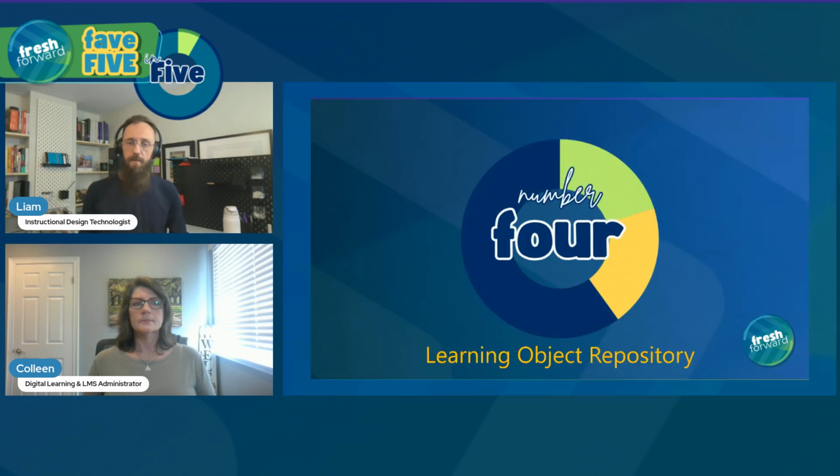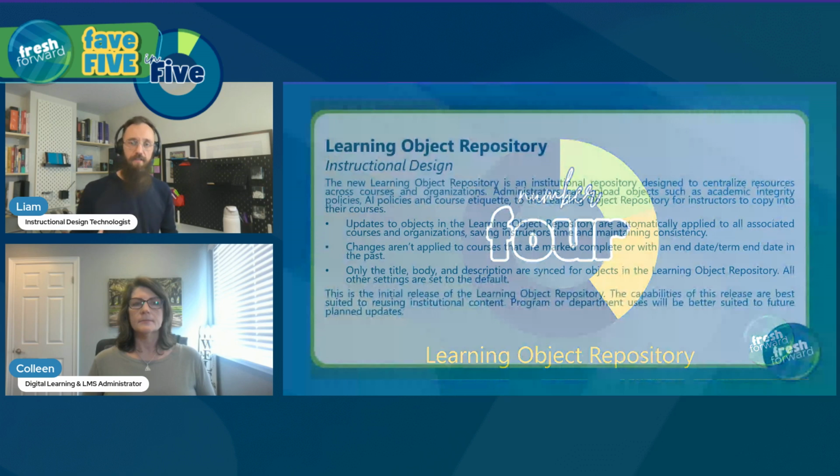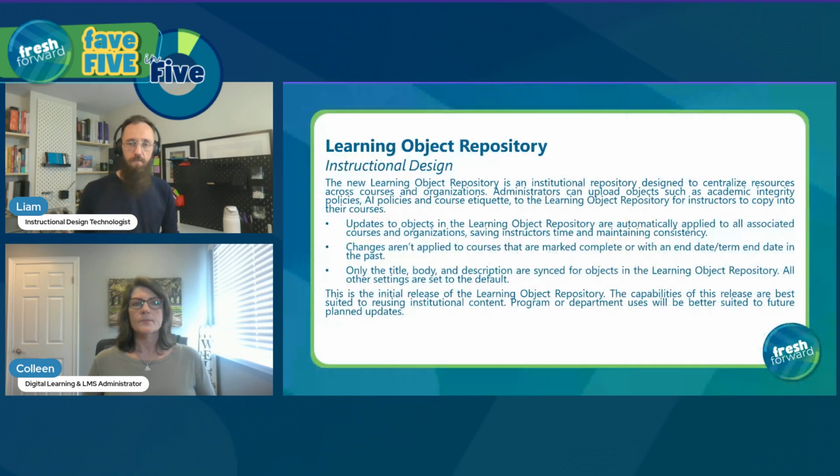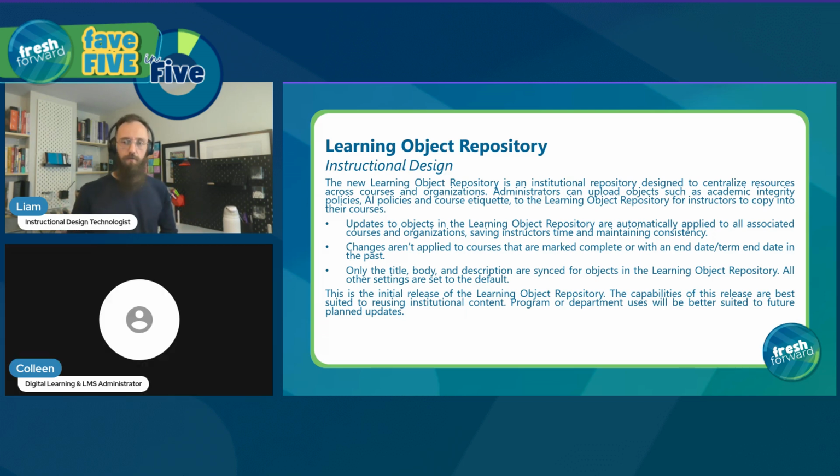Our number 4 pick is the Learning Object Repository, and this one's mostly for the admin folk and for senior leadership and program areas. But now what we have is this Learning Object Repository. It's a library of content that we can populate, you can use and pull from, and it will automatically update if those items are changed. So still to be used, but it's now a feature that's available to us. Be on the lookout for that, and maybe we'll jump in as we have more items as well.